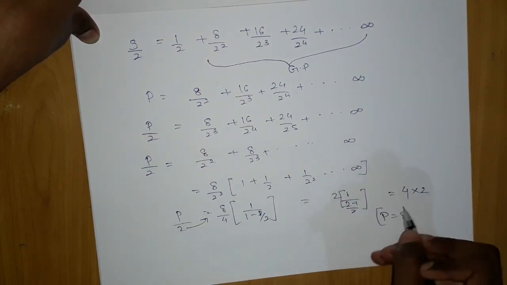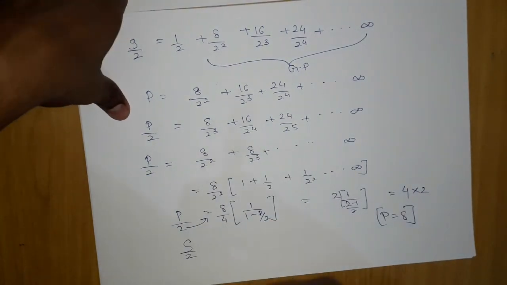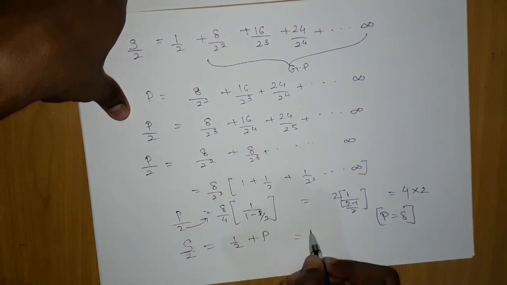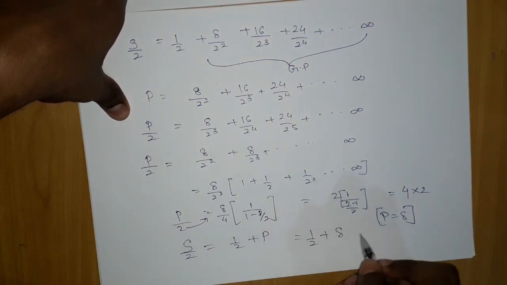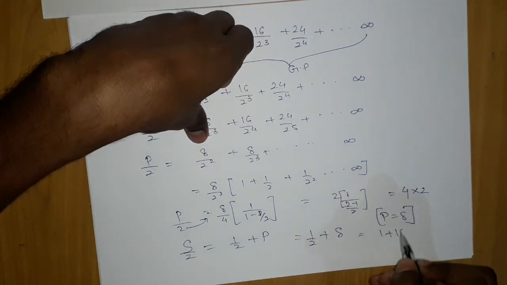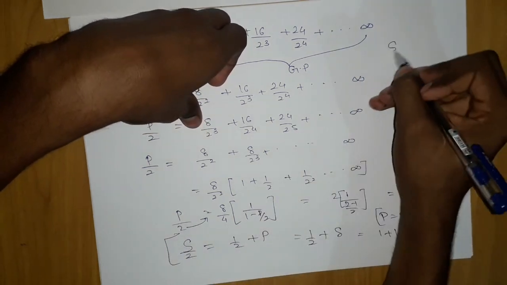After getting P is equal to 8, what is our S by 2? S by 2 is nothing but 1 by 2 plus P, which is nothing but 1 by 2 plus 8. If I multiply it by 2, what do I get? 1 plus 16, which is nothing but 17. So 17 is our answer. So S is equal to 17.